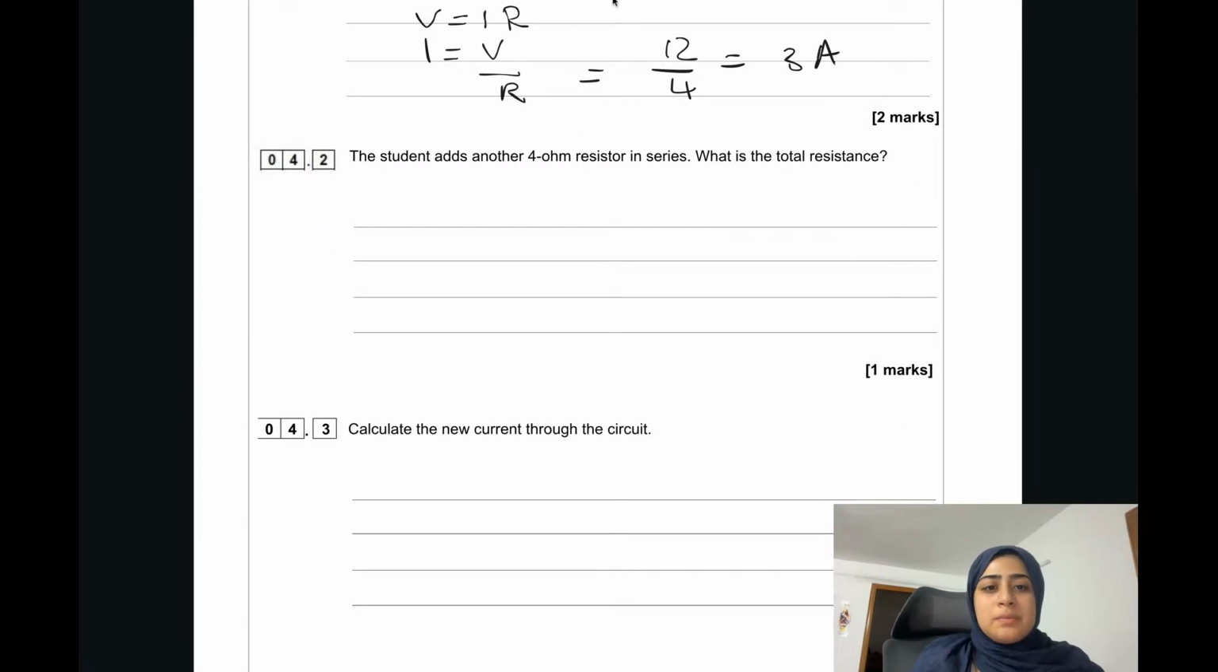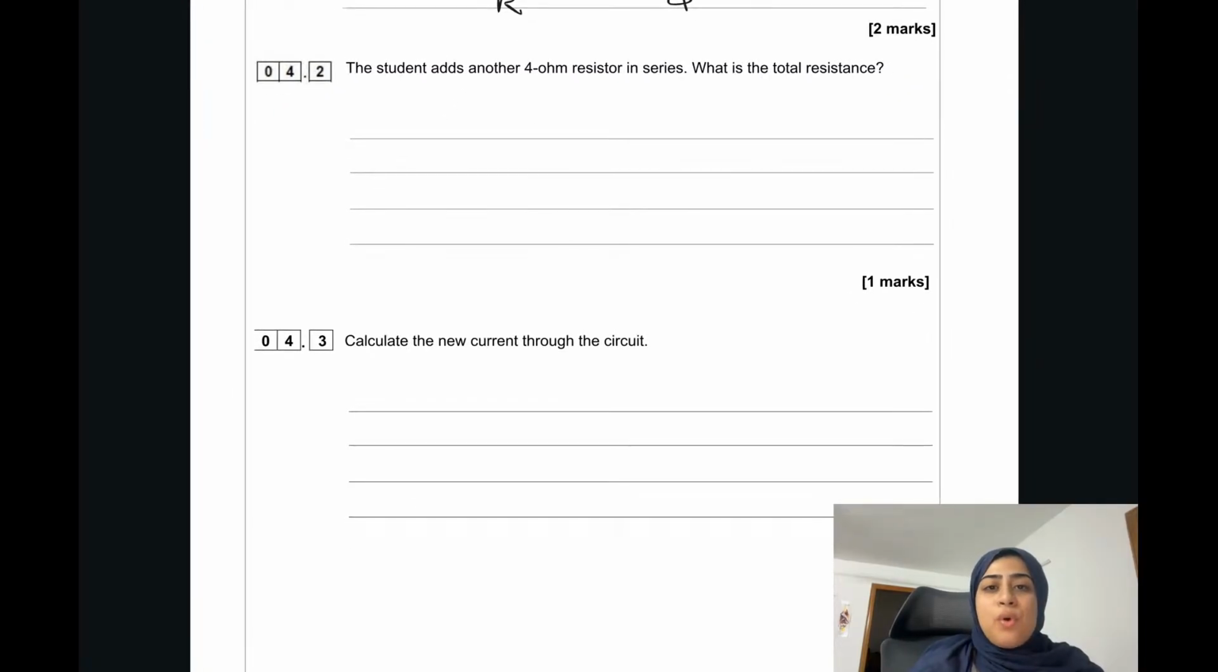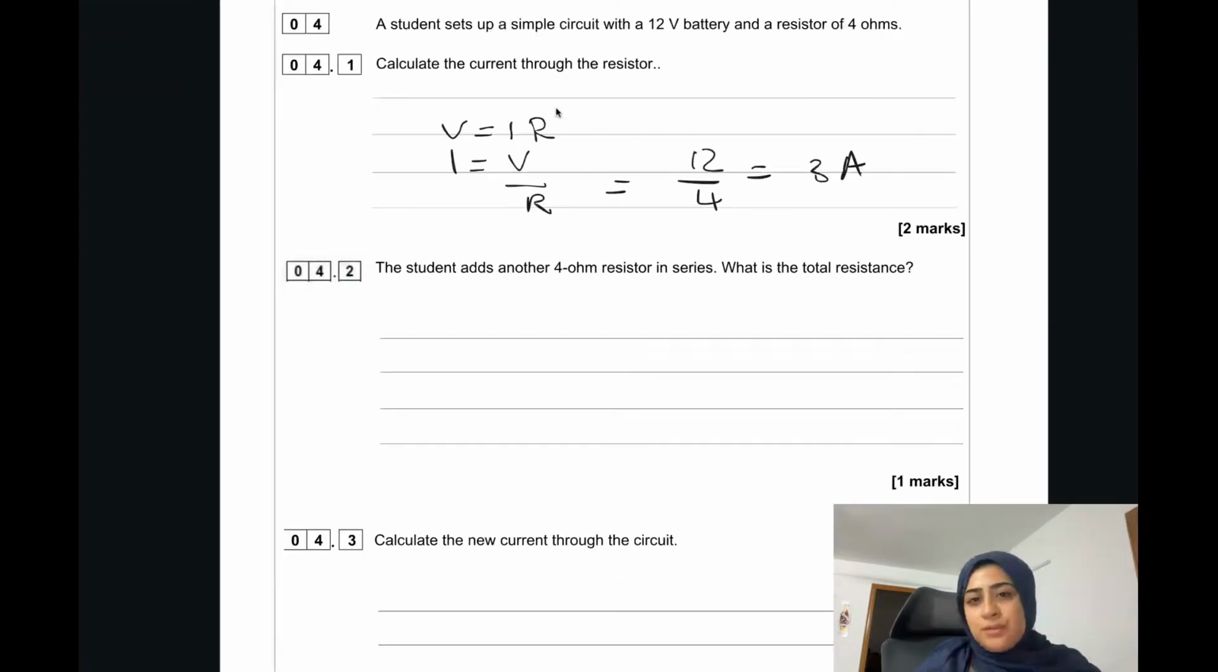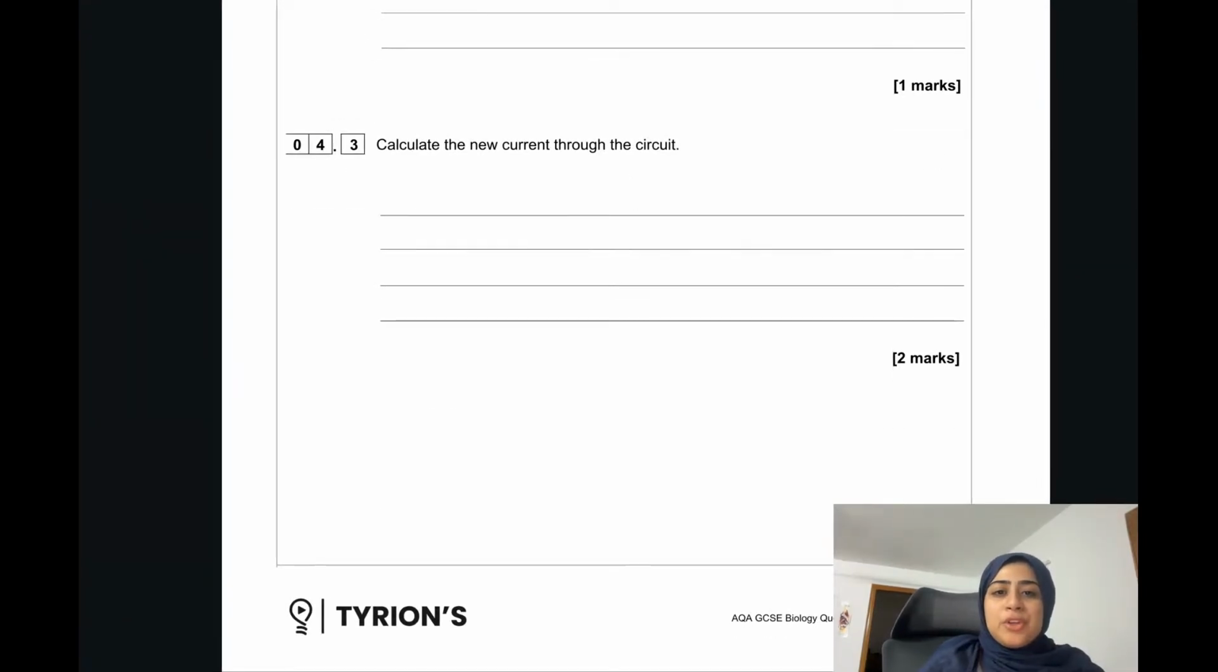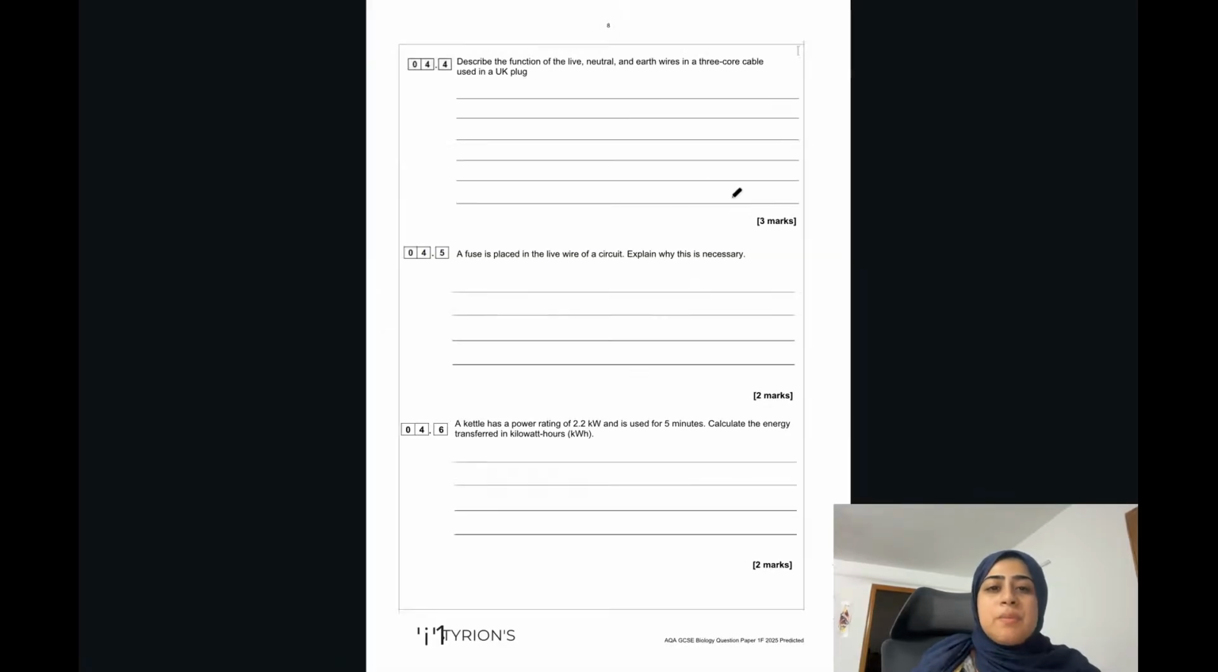Okay, the next part says that the student adds another 4 ohm resistor in series. What's the total resistance? In series, we just add each individual resistance. So we would do 4 ohms and then add another 4 ohms. It would just be 8 ohms. Calculate the new current. Well, the new resistance is 8 ohms, so it's just going to be 12 divided by 8 now, which is 1.5 amps. Give yourself the mark if you got that.